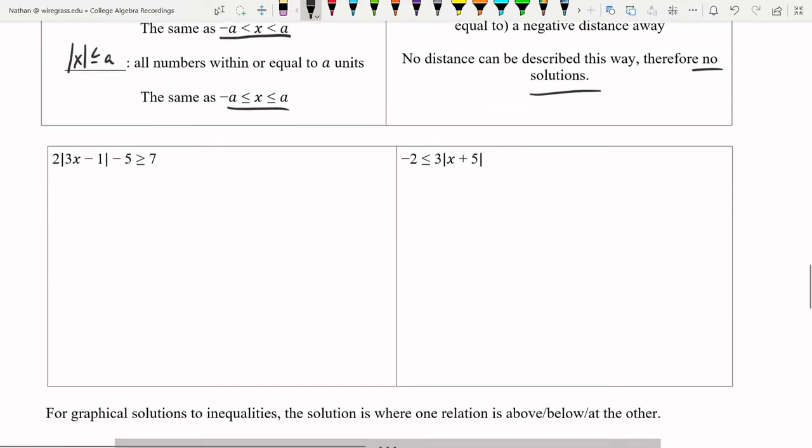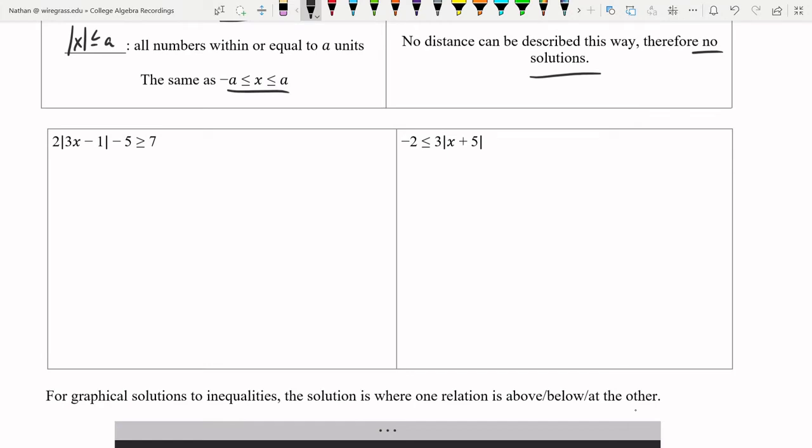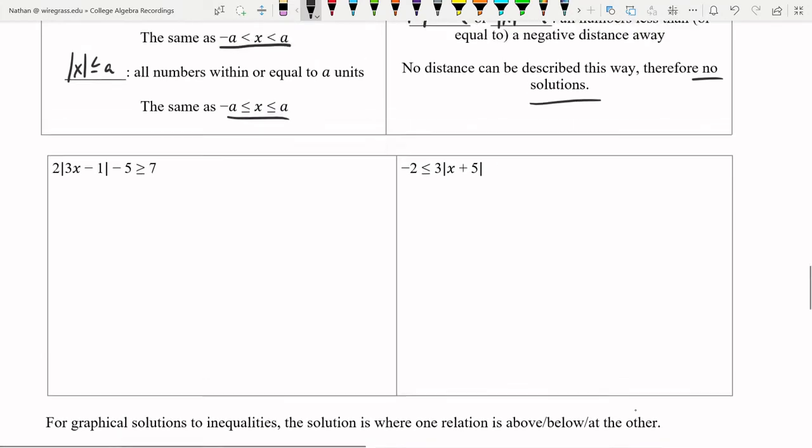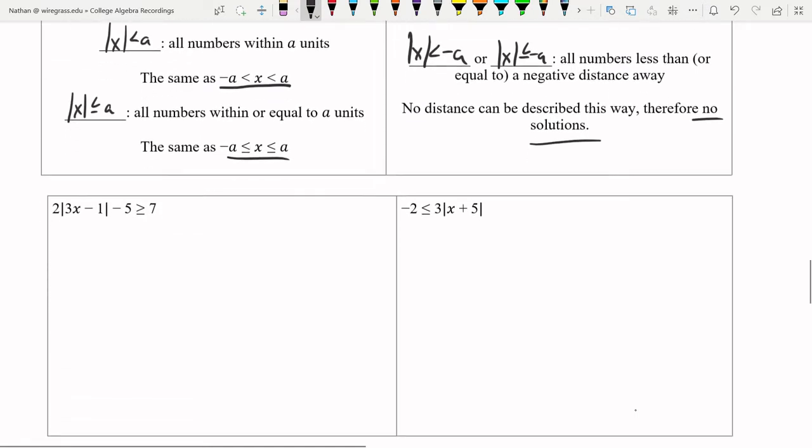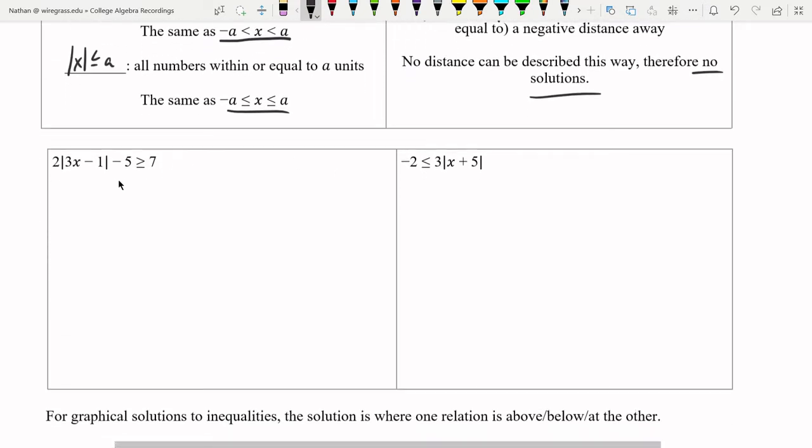Okay, so when we're working with this situation, we're going to get the absolute value by itself. You can see for all these situations, we have the absolute value of x on the left-hand side. It's just by itself. So that's the first thing we're going to do here. So for this first problem, let's add 5 to the absolute value of 3x minus 1 greater than or equal to 12. Then divide by 2.